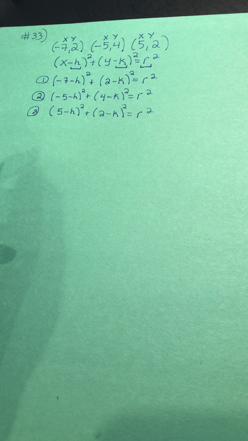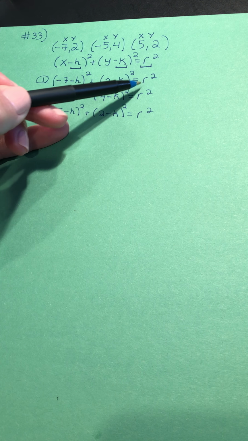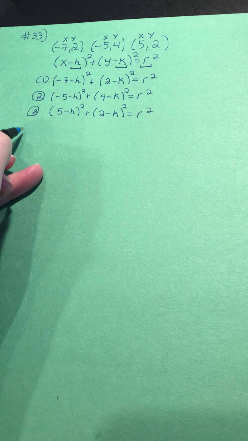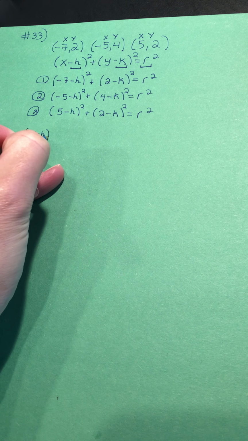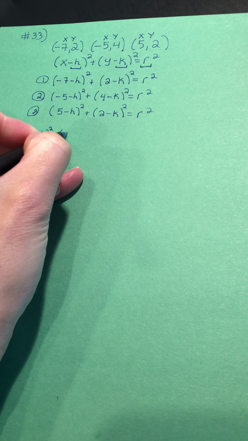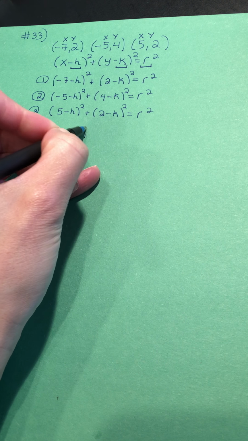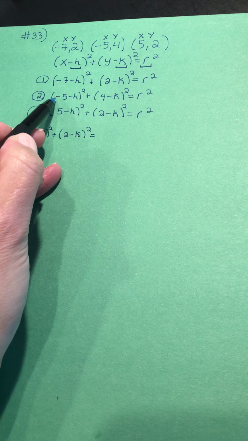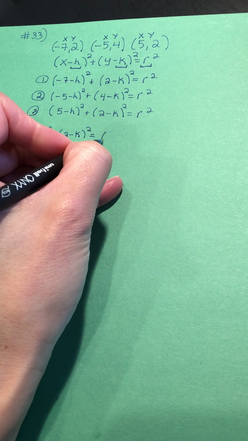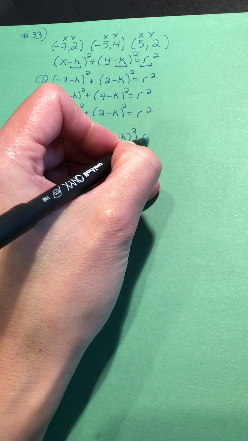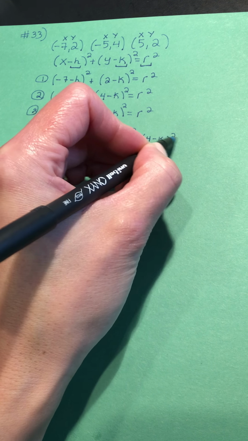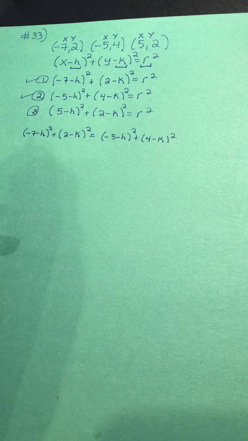Okay, welcome back. So the key now is to set equation 1 equal to equation 2, since they're both equal to r squared. So I will have the quantity -7 minus h squared plus 2 minus k squared, and I'm setting that equal to the second equation, -5 minus h squared plus the quantity 4 minus k squared, keeping track that I'm using equation 1 and 2.